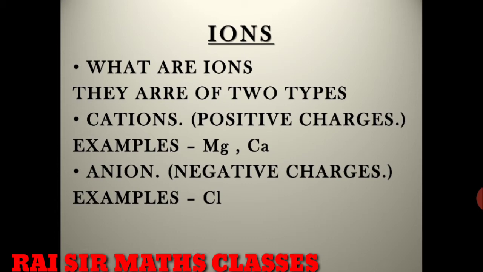What are ions? Ions are of two types. Basically, if a compound or any element contains charge, you can say that it has ions. There are two types of ions, or you can say charge: cations and anions. Cations are categorized as positive charges and anions are categorized as negative charges. The elements which are cations, or have positive charge, are for example magnesium and calcium, and anions, meaning the negative charge, are of two types, for example chlorine.